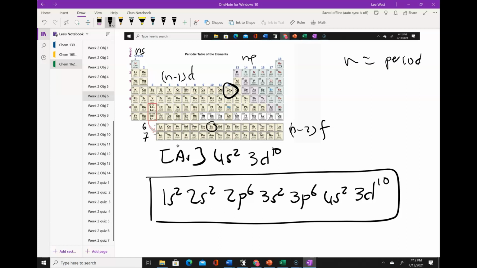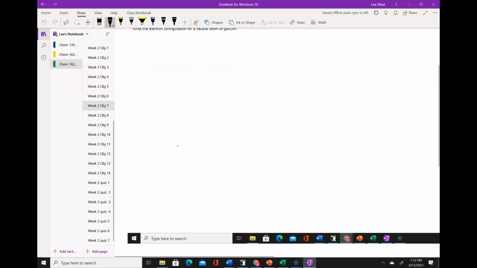So for europium, its last electron will be 6 minus 2, 4, 4f, 1, 2, 3, 4, 5, 6, 7. The last electron in europium will be 4f7. The last electron in lutetium will be 4f14. And if I wanted to go to, say, actinium, it would be 5f1 would be the last electron. All right, let's move on.